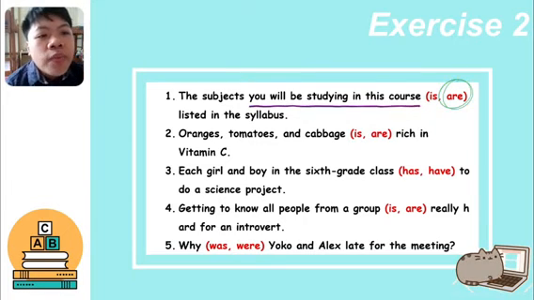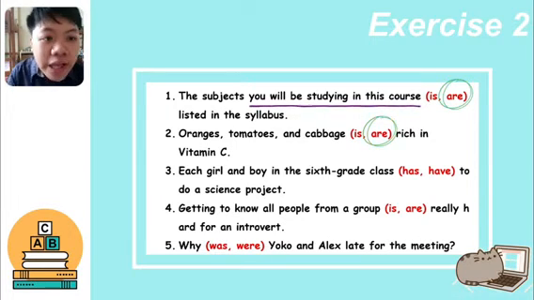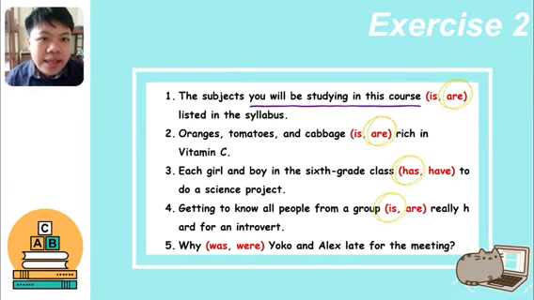Okay, so for number 2, oranges, tomatoes, and cabbage is or are rich in vitamin C. The answer is are, because two or more subjects connected by "and" are plural. Okay, so for number 3, each girl and boy in the 6th grade class has or have to do a science project. The answer is has, because of each. The 4th one, getting to know all people from a group is or are really hard for an introvert. Because it is a gerund, the answer is is. That's correct.